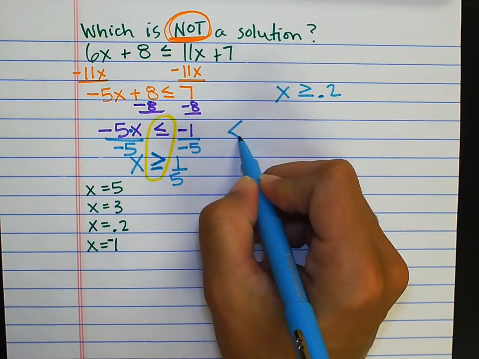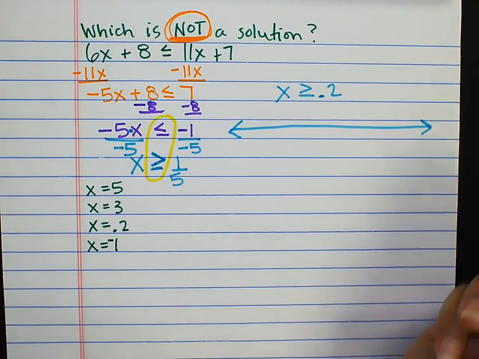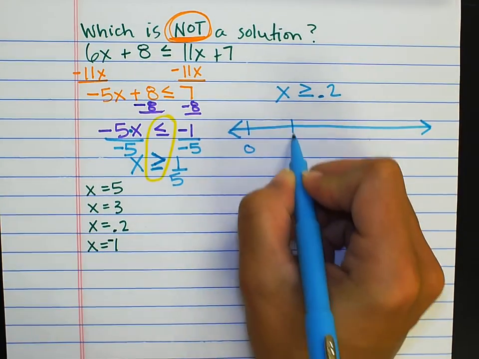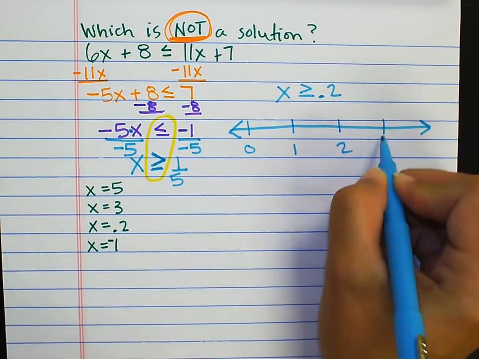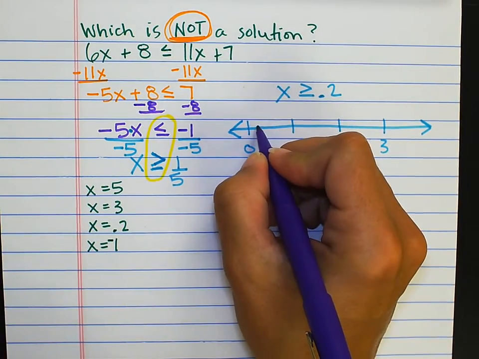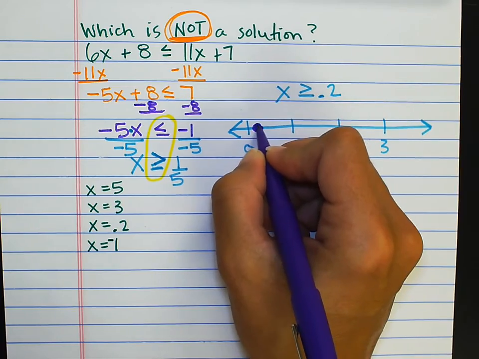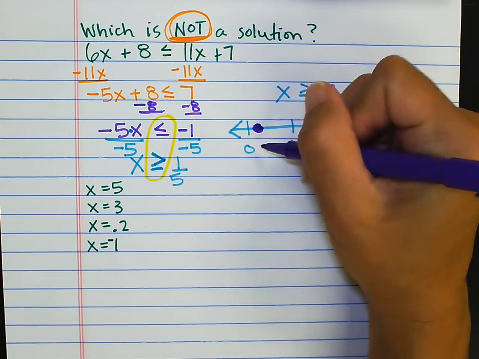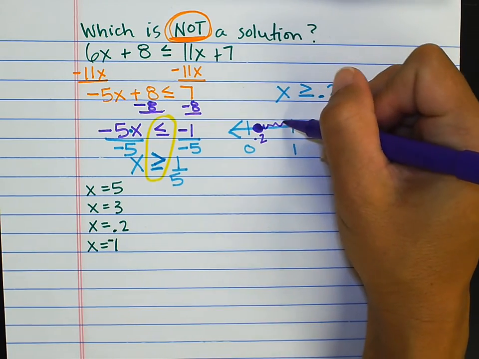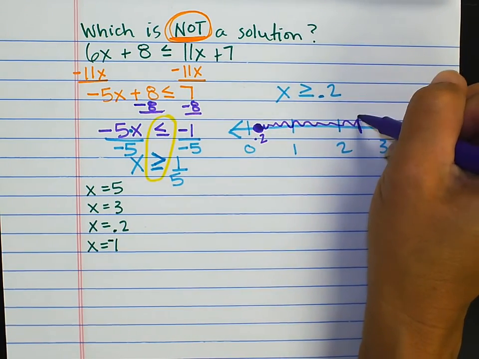So when I think about this, I'm going to think about a number line. And if this is 0, and this is 1, etc., 0.2 is going to be right in here. I'm going to use a colored in dot because it's equal to 0.2. And it's everything greater than. So my shading would go this way.